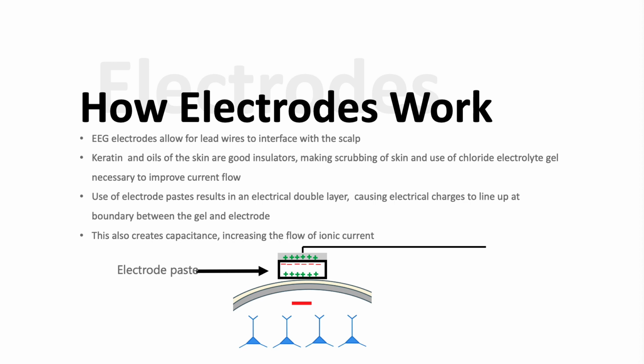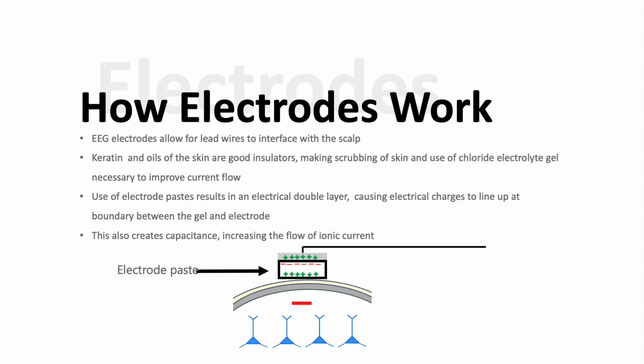Oscillating electrical potentials cause current flow, which is picked up by electrodes and transmitted through current flow in the wires. Electrode paste leads to an electrical double layer. This is an important concept. The electrical double layer allows for increased capacitance, which leads to an increased flow of current.